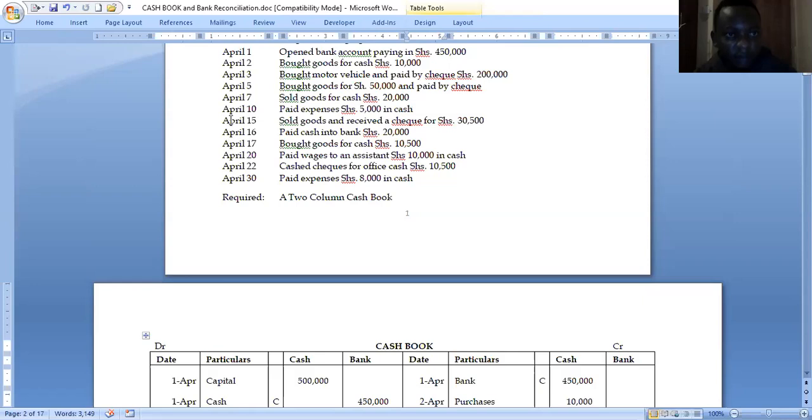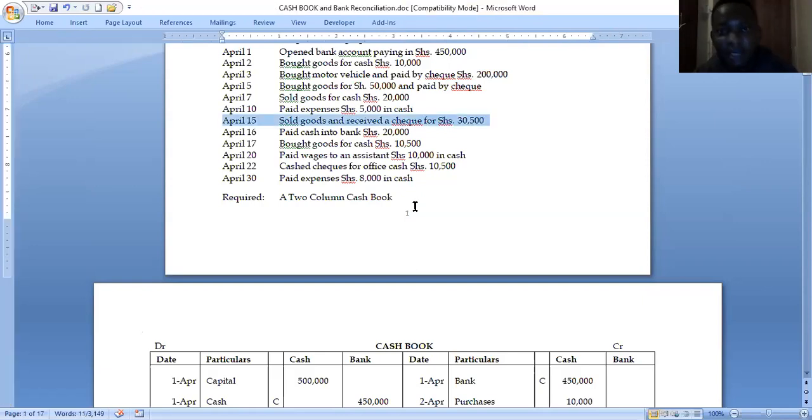Next transaction: sold goods and received a check for 30,500 shillings. In this case, the two accounts are sales and bank account. Sales is a revenue, bank is an asset. Both are increasing. Whenever a revenue is increasing, you're supposed to credit, and whenever an asset is increasing, you're supposed to debit.